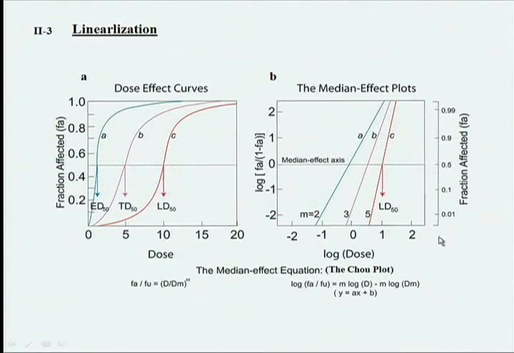Okay, the median effect equation, as I said, can linearize the dose effect curve. Some are very sigmoidal, some are more hyperbolic. All become a straight line with the median effect plot. And this axis intercept is ED50, LD50, and the slope describes the shape. This median effect plot was introduced by me at about the same time, so it's very useful for any drug regardless of mechanism of action or mode of action.